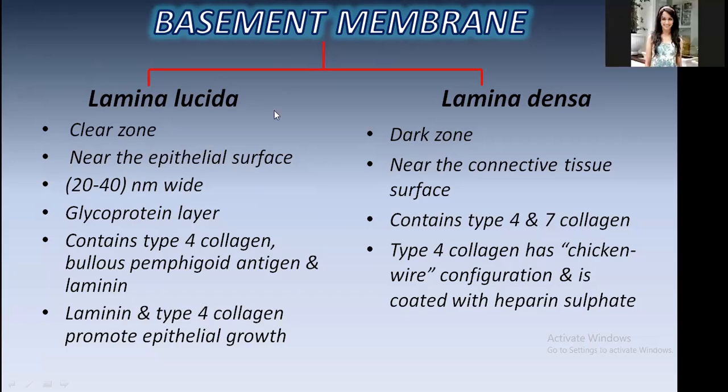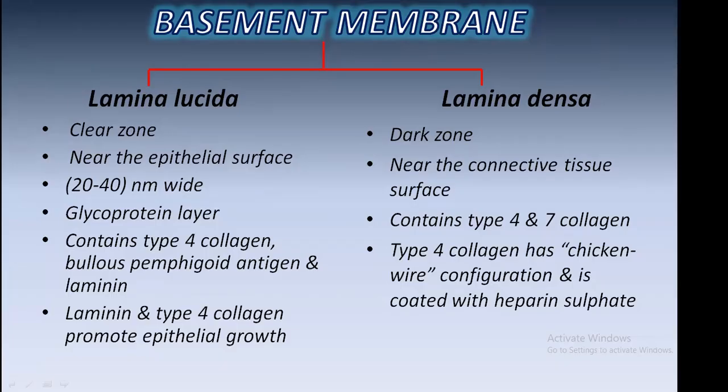Lamina densa, it is the dark zone near the connective tissue. It contains type 4 and type 7 collagen. Lamina lucida had only type 4 collagen. Lamina densa has both type 4 and type 7 collagen. Type 4 collagen in the lamina densa has a chicken wire configuration and it is coated with heparan sulfate.